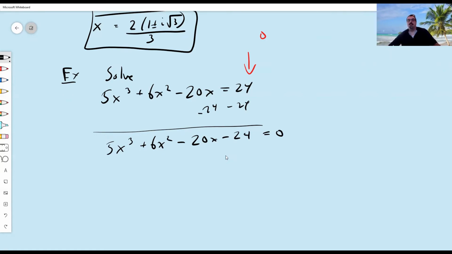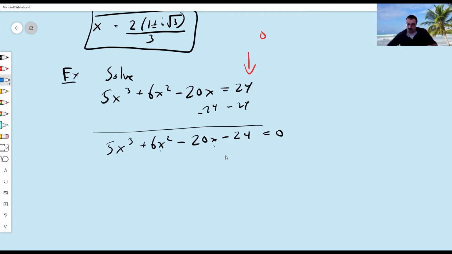All right, so is there a greatest common factor? For example, does every term share x? First term has x, second term has x, third term has x, nothing in the fourth term. So no, x is not common across all 4 terms. Do the coefficients share anything? 5, 6, 20, and 24? Well, 6, 20, and 24 all share 2's. But 5 does not, so I can't do that, so that leaves grouping.